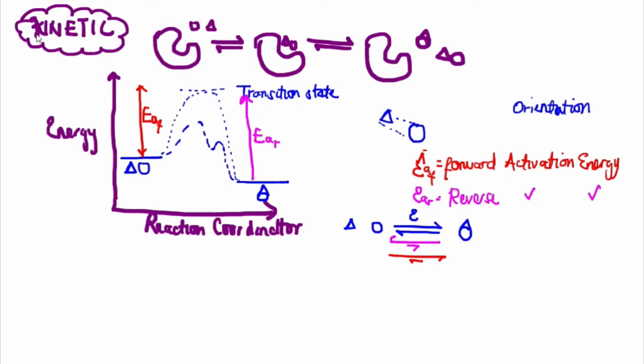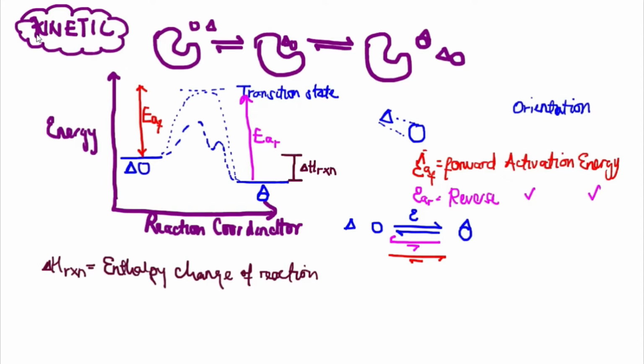Now let's add more into this particular diagram. This diagram also depends on a particular energy difference between the reactant and the product. This is expressed as delta H rxn. Now delta H rxn is the enthalpy change of the reaction, and this can be determined by subtracting the activation energy of the reverse reaction from that of the forward reaction.